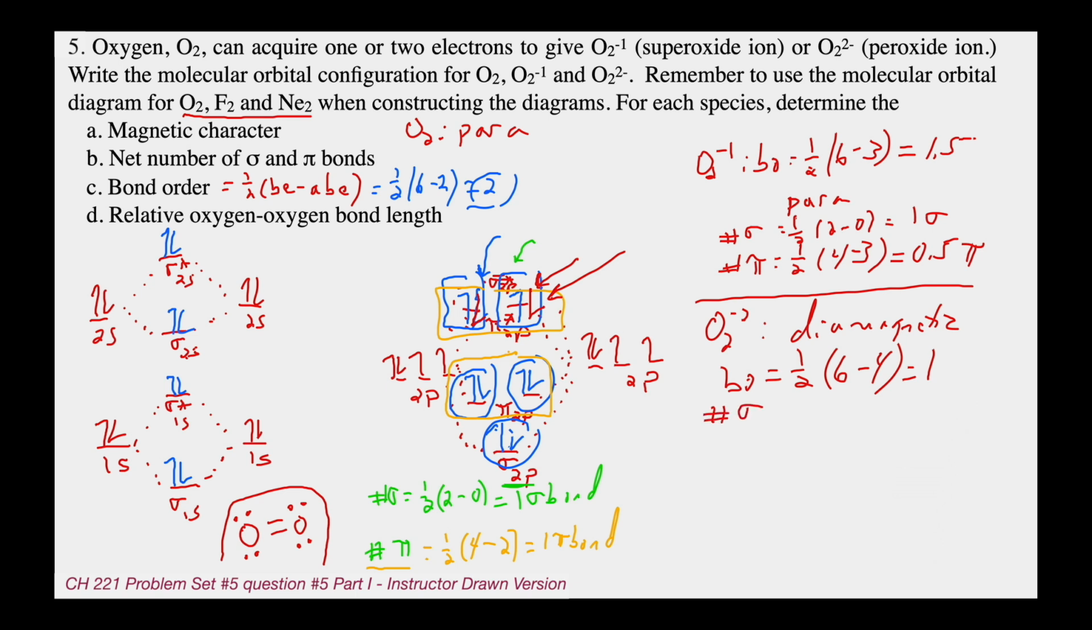I haven't affected the sigma bonds at all. I still have 2 bonding, and the very top anti-bonding sigma star is unoccupied, so that means 1 sigma bond. And at this point, you could just stop and say, well, there's not going to be any pi bonds because bond order equals sigma plus pi. I have 1 sigma. The bond order is 1, so pi must be 0.